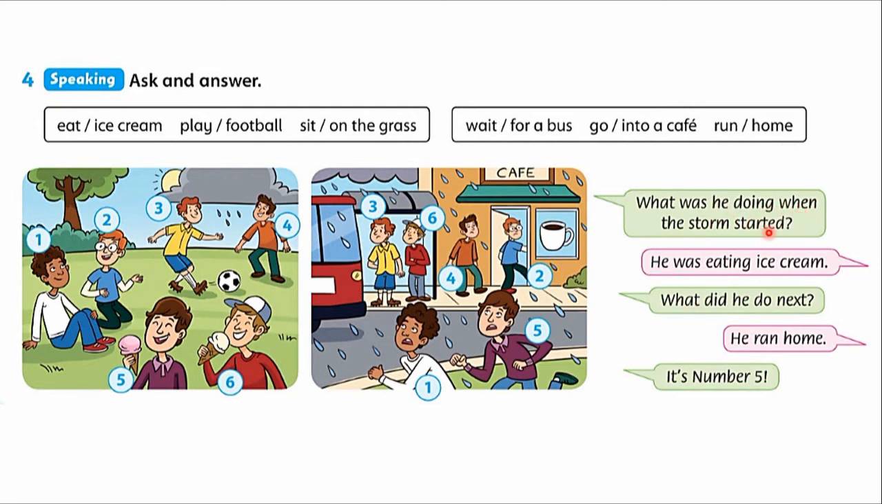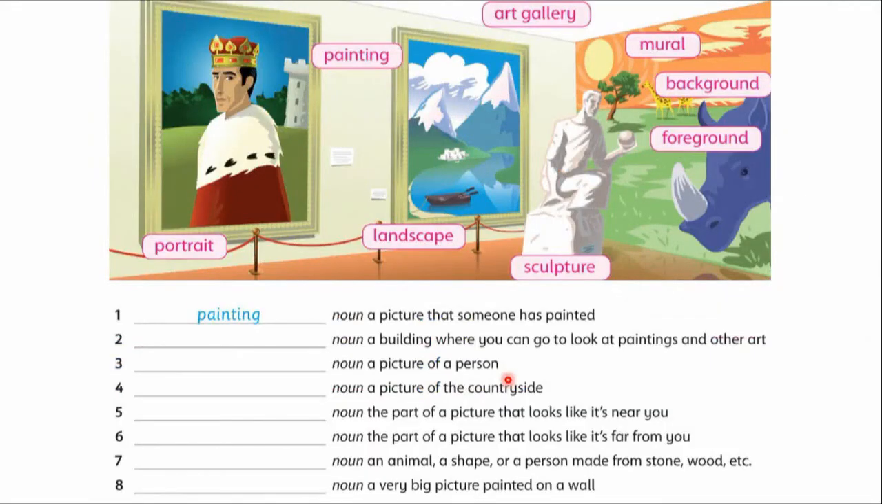What was he doing when the storm started? He was eating ice cream. What number is that? It's number 5 or 6. What did he do next? He ran home. It's number 5. Great.